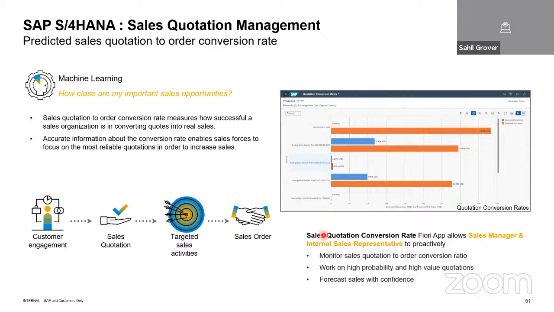Sales quotation to order conversion rate measures how successfully a sales organization is converting quotes into real sales. And how does it do that? It's basically machine learning. There's inbuilt machine learning. You can define what parameters you want to take for that opportunity, and based on these factors it calculates the lead-to-order conversion. So you can proactively monitor your sales quotation conversion ratio, work on the high probability, and forecast your sales with confidence.